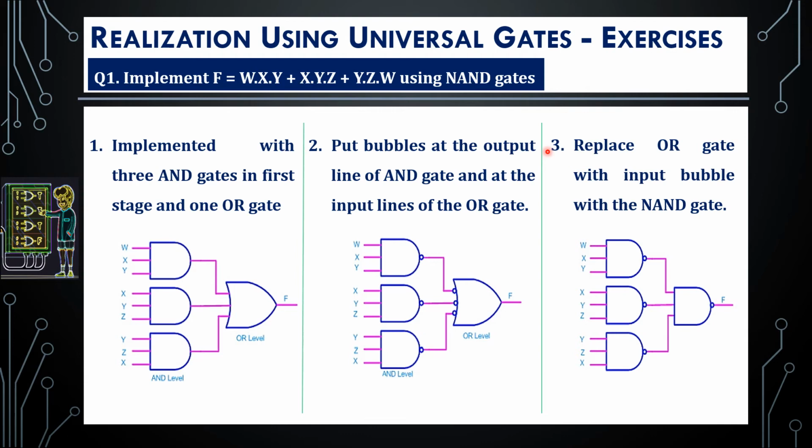Okay, now let's look into some exercises. We are given a function. We need to implement this function using NAND gates alone. So in the final expression, we should get only the NAND gates. Fine. So let's look into the procedure for that.